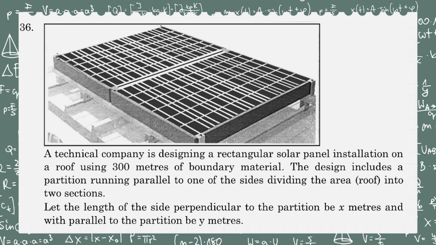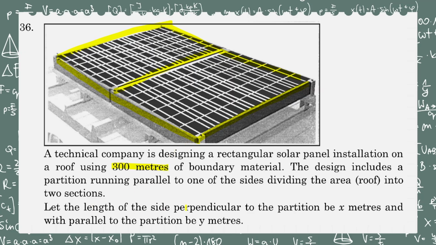First of all, this is one solar panel which is going to be installed in a roof. The boundary material is having 300 meters length. So what do you mean by the boundary material? So this one and this one and this one and this one and this one. See, there is a partition here that also should be considered. So all of these we have to use 300 meters of available material to construct this.